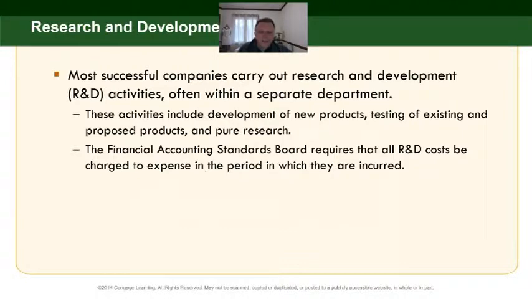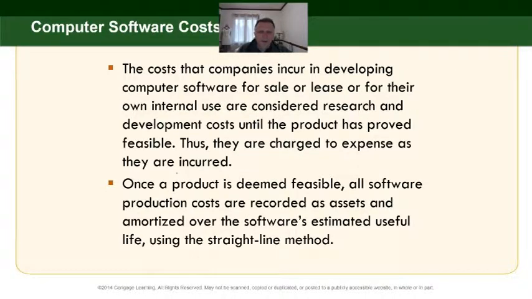R&D costs generally show up on the expense side of the P&L, or the income statement. It turns into an asset when it turns into an actual product. So the cost that companies incur in developing, for example, computer software is charged as an expense on the income statement. Once that software product is developed, feasible, and sellable, it's recorded as an asset.